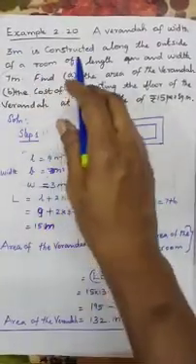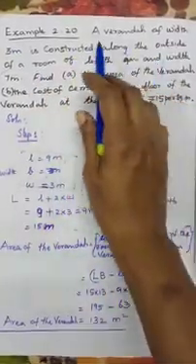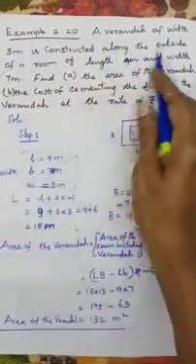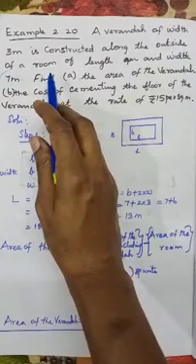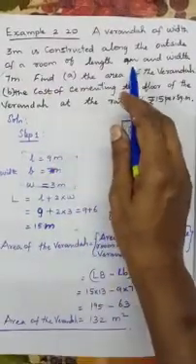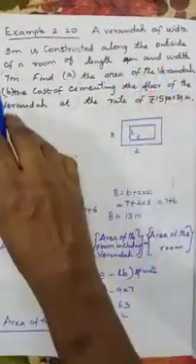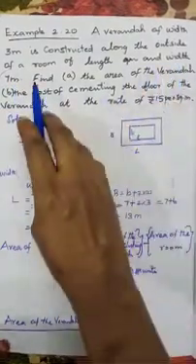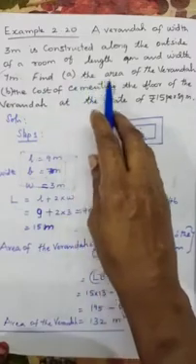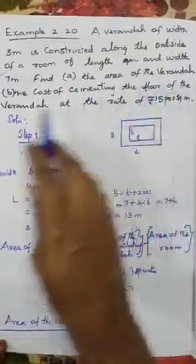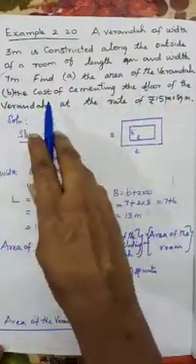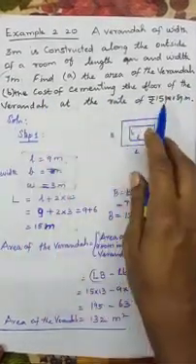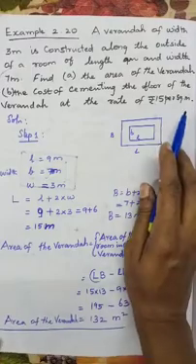In example 2.20, a veranda of width 3 meter is constructed along the outside of the room of length 9 meter and width 7 meter. Width means breadth. Find A, the first question is the area of the veranda. Then the second question is the cost of cementing the floor of the veranda at the rate of rupees 15 per square meter.